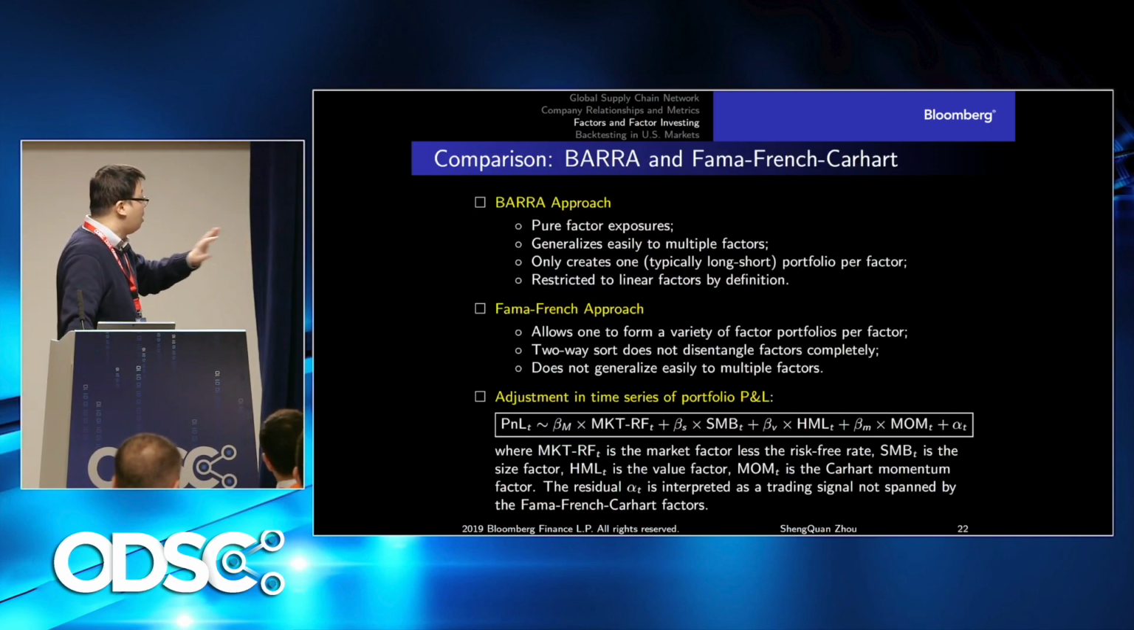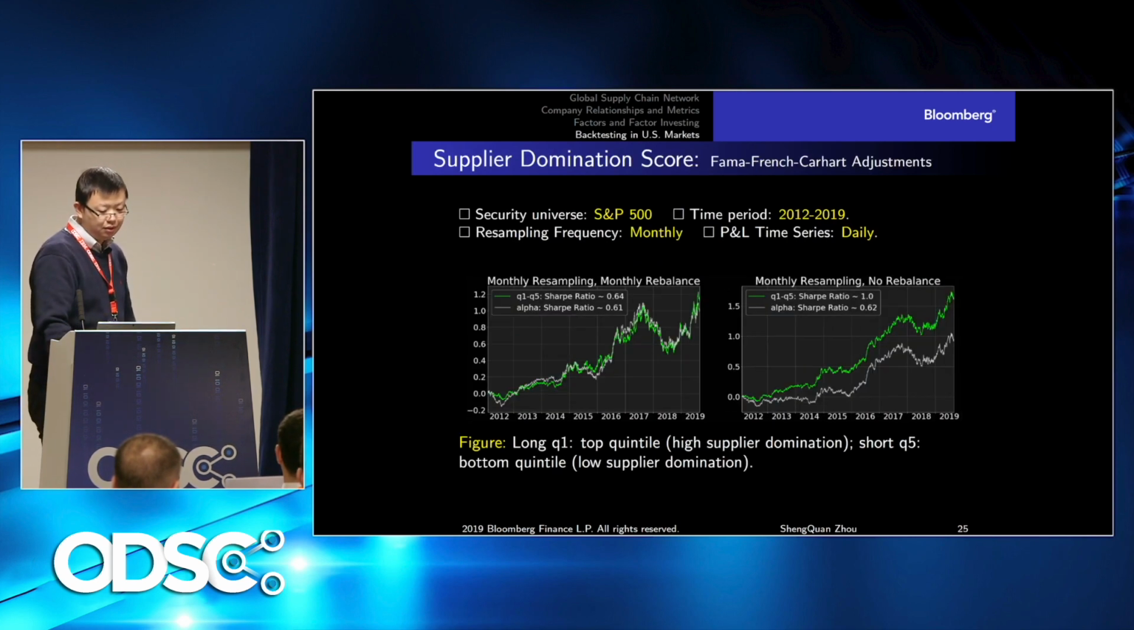Basically, after you take out all the components explained by known factors, and you only look at the alpha, that is the gray line. So you can see that if you do monthly rebalance, your factor portfolio is actually pretty much market neutral. It doesn't have exposure to market, value, size, or regular momentum. So even after adjustment, the gray line is roughly the same as the original.